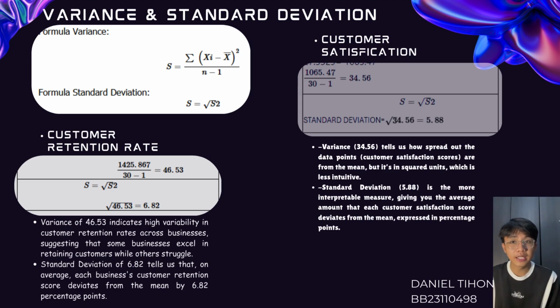And for the standard deviation, which is simply the square root of the variance, by using this formula we can get the standard deviation for customer satisfaction rate of 5.88, and for retention rate it is significantly higher at 8.95.